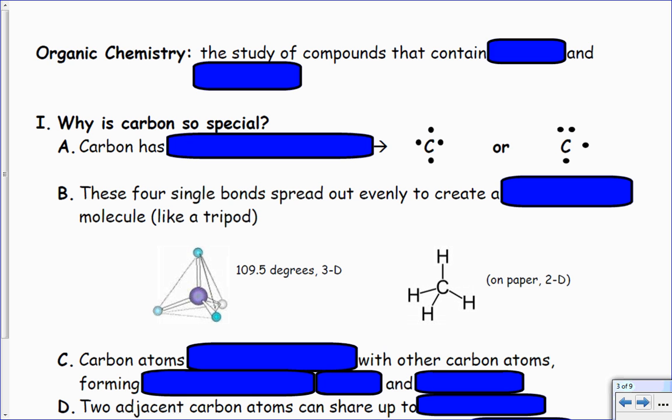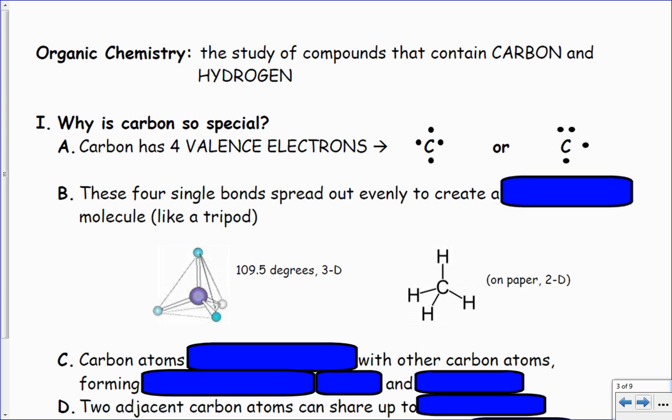Organic chemistry is the study of compounds that contain carbon and hydrogen. Pretty simple there. Carbon and hydrogen can come together in a few different ways because carbon's very special. It has 4 valence electrons, which means that it can form up to 4 covalent bonds. This makes carbon have a funky shape. We call it a tetrahedron. It's not a pyramid. I know it looks like a pyramid, but it's a three-dimensional, four-sided pyramid, pardon me. Tetra means 4.